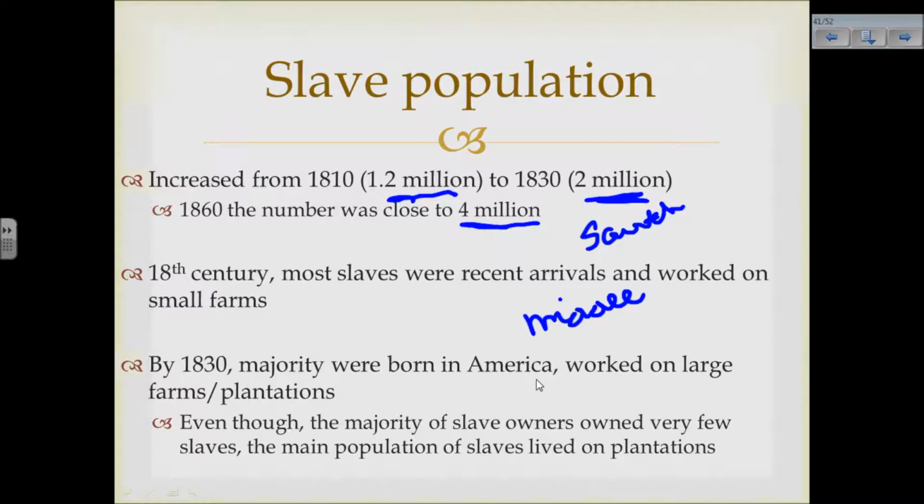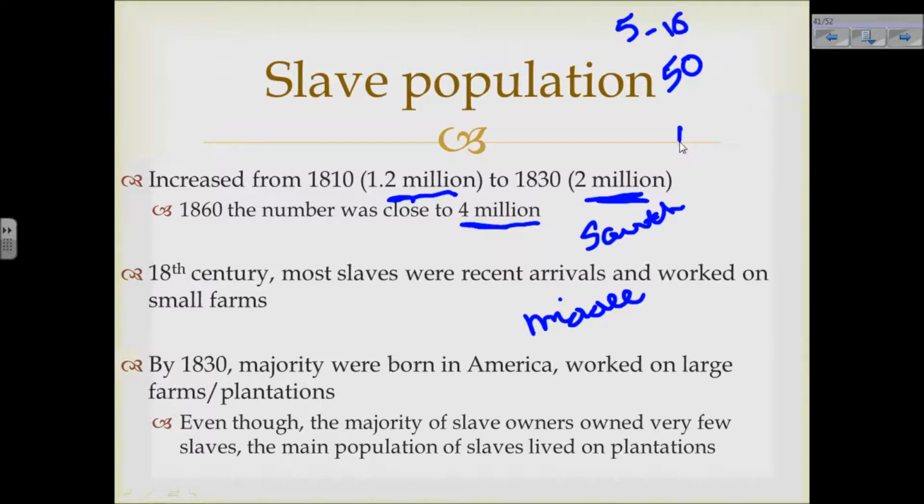By 1830, the majority are born in America, and they worked on large farms or plantations. Now, even though the majority of slave owners owned very few slaves, the main population of slaves lived on plantations. What I mean by that is, let's say you've got 5 slave owners, they each own 10 slaves, that would equal roughly 50 slaves, all right?